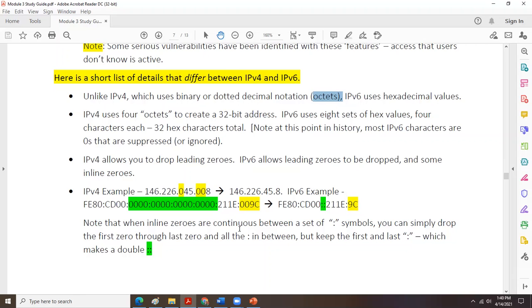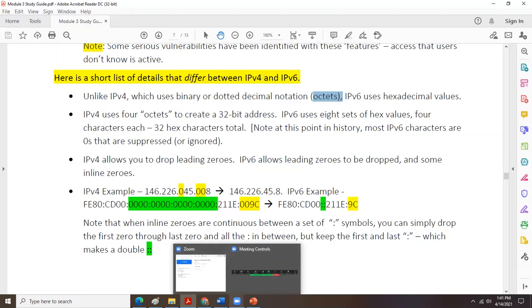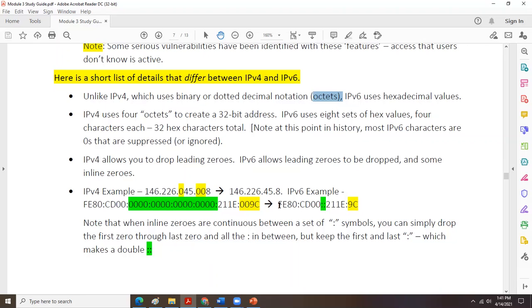The important thing to understand is that they tend to drop the zeros. If they have a bunch of zeros in between two colons, it's very common to just use a double colon and then have what's to the left of it and to the right of it with the double colon in the middle. That's important to understand. Under the right circumstances, a collapsed IPv6 address can look like a MAC address.